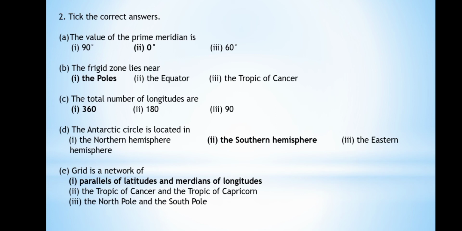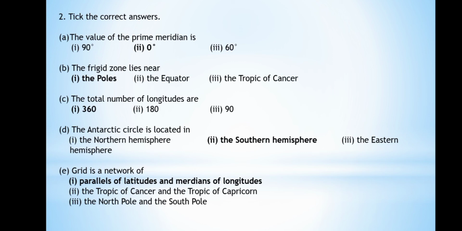Tick the correct answers. So here the first question is the value of prime meridian is. The value of prime meridian is 0 degree. Next one is the frigid zone lies near. The frigid zone lies near the poles. Very simple, right? Next one is the total number of longitudes are 360, right? Next question is the Antarctic Circle is located in. So Antarctic Circle is located in the southern hemisphere.